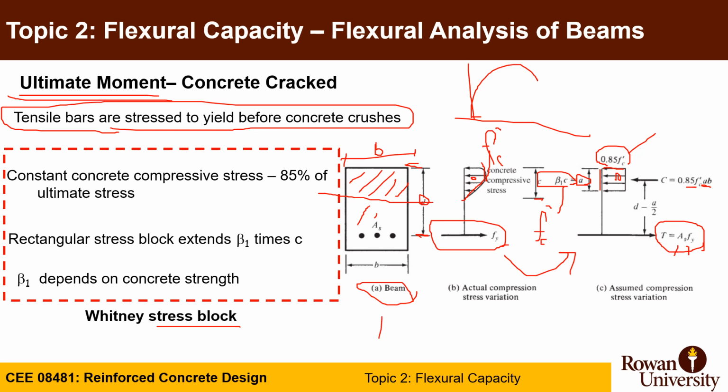So you have to make sure that C equals T to reach equilibrium, and the moment generated will be the torque, the distance or arm between the forces times either C or T. In this case the arm is d minus a over 2, as you can see here, because the centroid of the force C is at a over 2 from the top, and the distance from the top to the tension force is d.